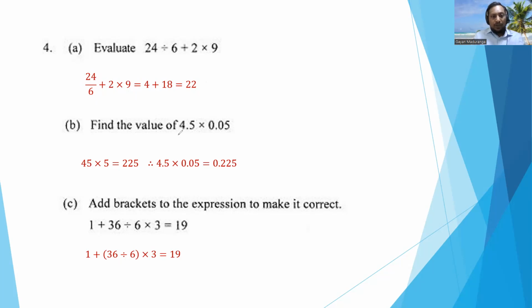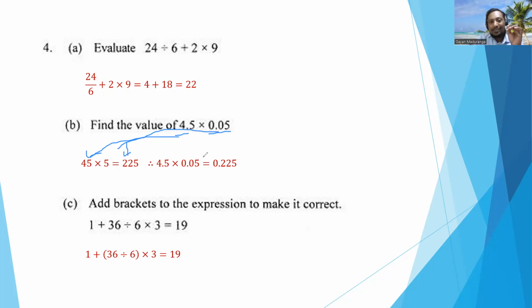Find the value of 4.5 times 0.55. So when you get decimal numbers, it's easy. You take the two whole numbers respectively and multiply. 45 times 5 is 225.